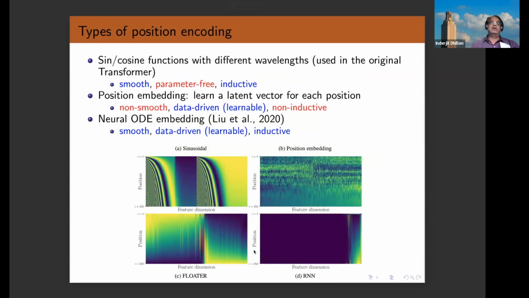And then you can have different ways of doing the position encoding, or even learning it. Sometimes you can have parameter-free versions where you have a sine or a cosine function with different wavelengths. That's what was used in the original transformer paper. Or you can try to actually learn a position latent vector for each position. The characteristic is that sine and cosine will vary smoothly with position, but this is parameter free, whereas the learned version is data driven and learnable.